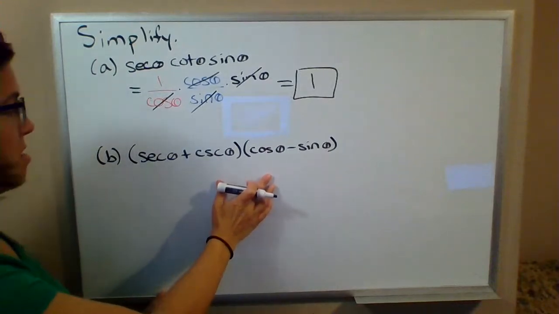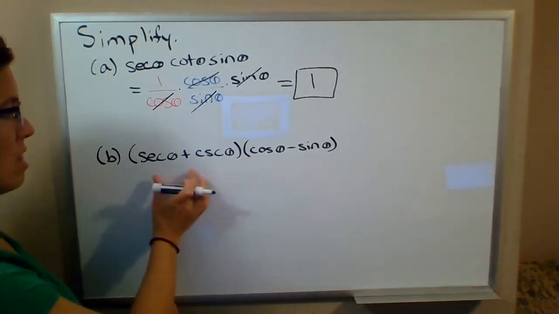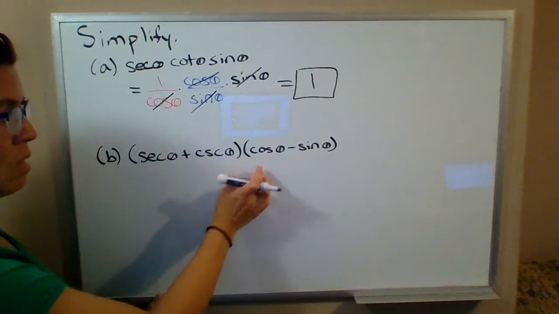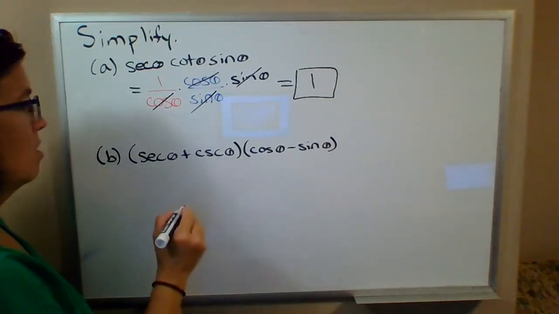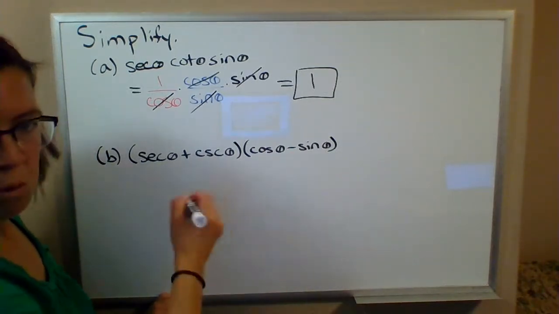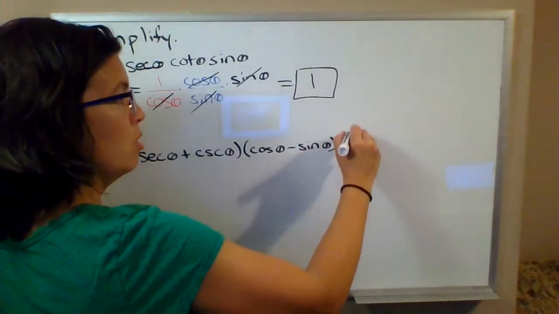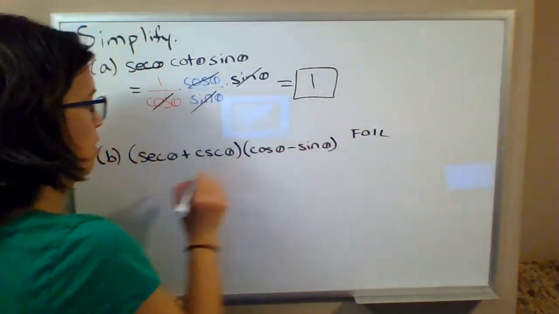All right, so moving on with this next example. Secant theta plus cosecant theta times cosine theta minus sine theta. So the first thing to do here is probably just to multiply it out. Use that old FOIL method from algebra.